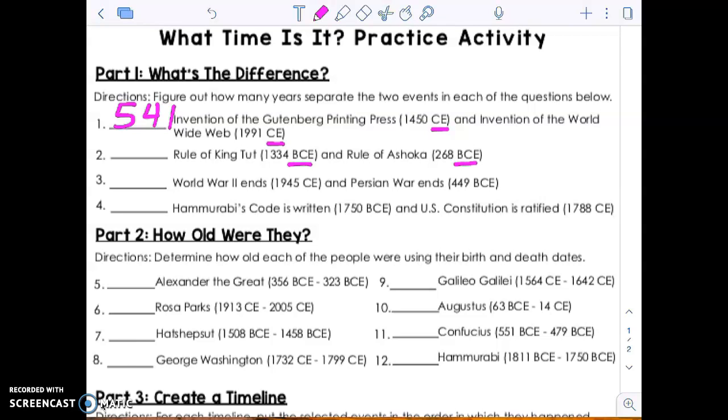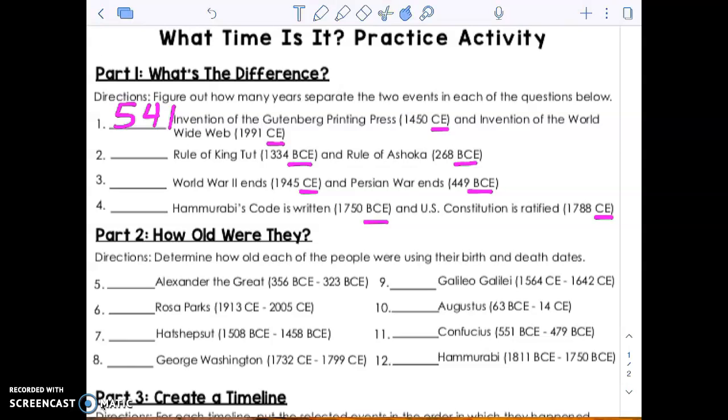Looking at number 3, we have CE, Common Era, and BCE. So the Persian War, which we will talk about. World War II, you will talk about later on in your social studies. So with that, you would add those because remember they cross that threshold of 0, so you need to add those two numbers together. Hammurabi's Code is in 1750 BCE, and then the U.S. Constitution is ratified in 1788 CE. That's Common Era. Again, those two cross that threshold, so you would add those numbers together to get your answers. Okay. Part 2, how old were they?